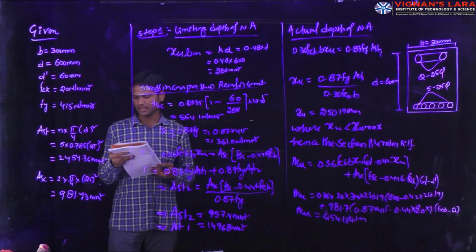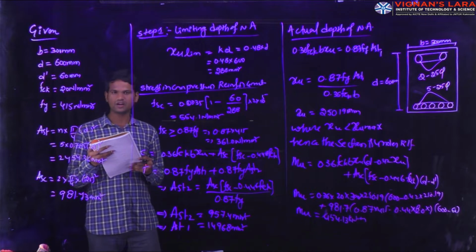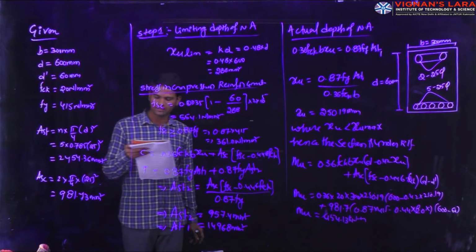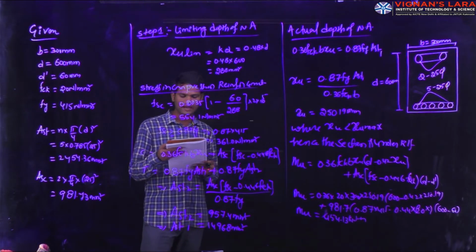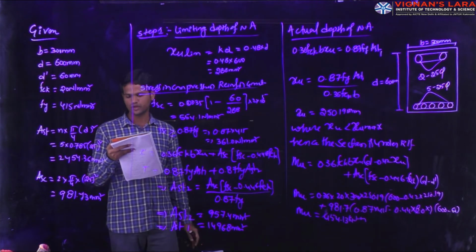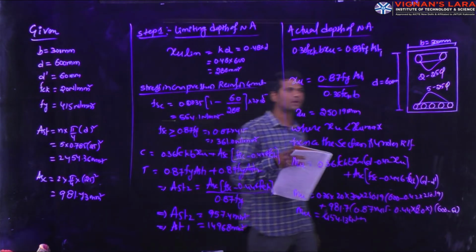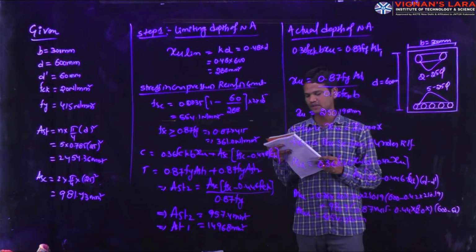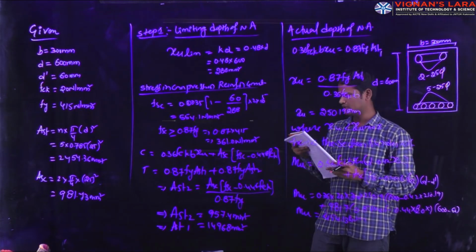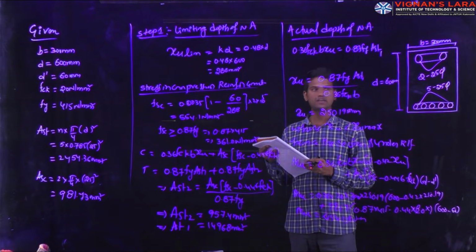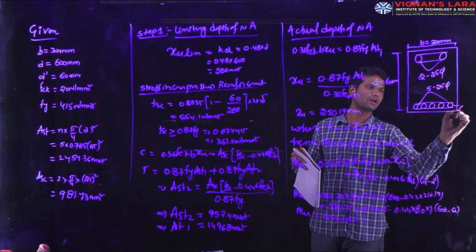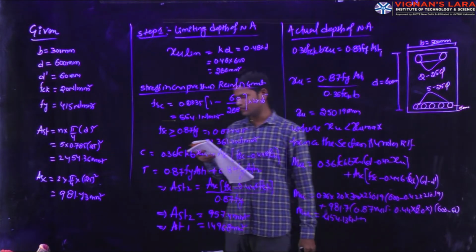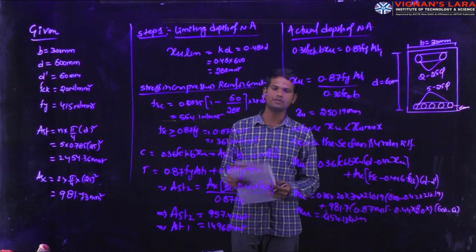The problem I am reading here: determine the ultimate moment of resistance of a doubly reinforced beam of rectangular section having a width of 300 mm and reinforced with 5 bars of 25 mm diameter at effective depth of the beam, and the compressive steel is made up of 2 bars of 25 mm diameter at top. An effective cover of 60 mm is provided, and adopt M20 grade concrete and Fe 415 grade steel. This is the problem given in the question.